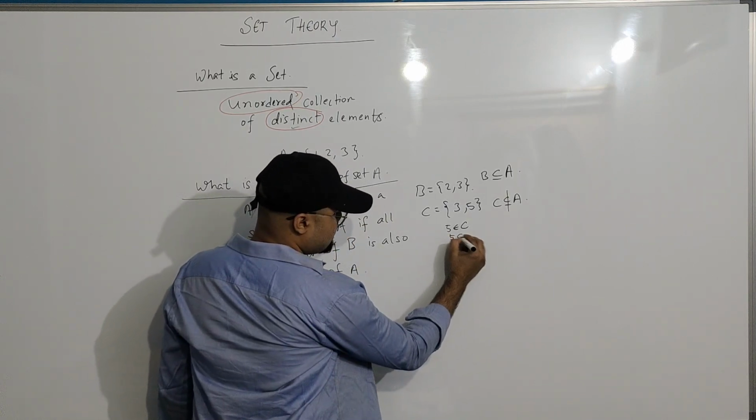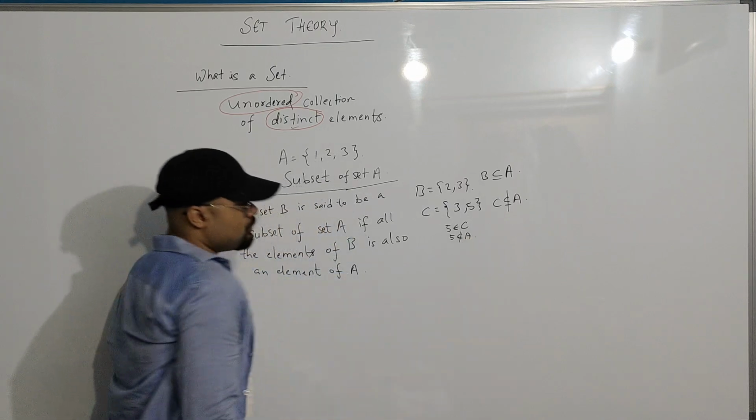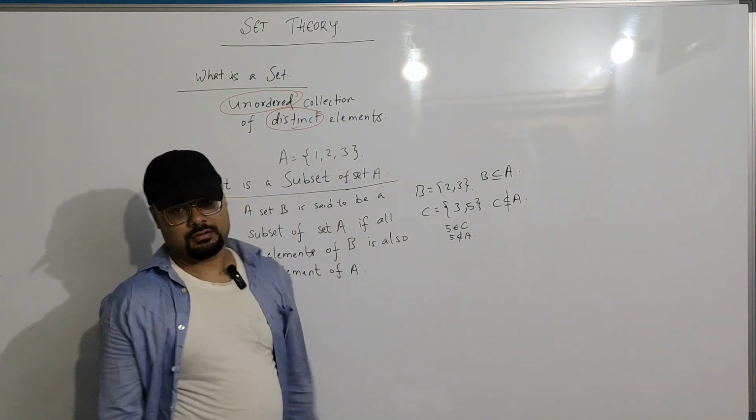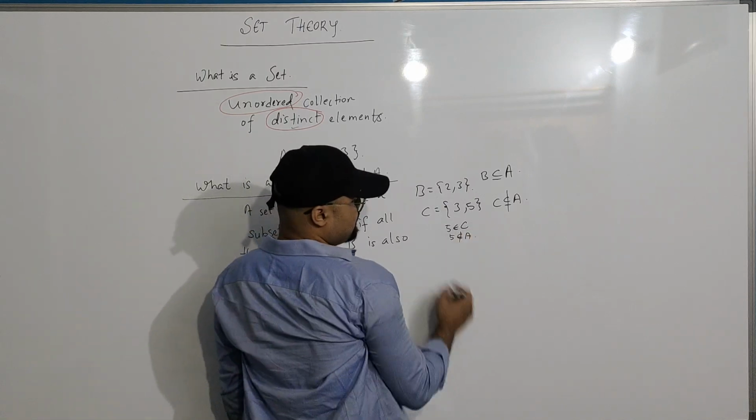But 5 does not belong to A. So there is at least one element in C that is not from A. So C is not a subset of A.